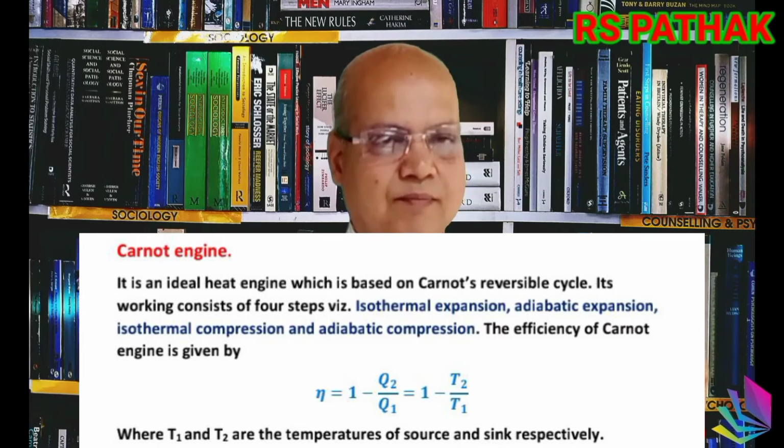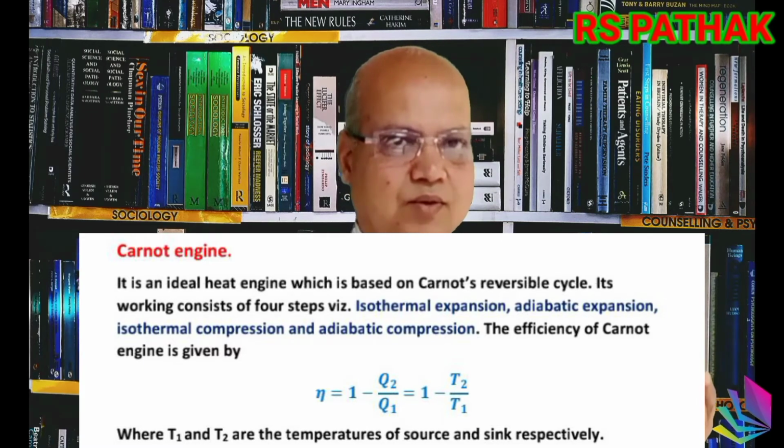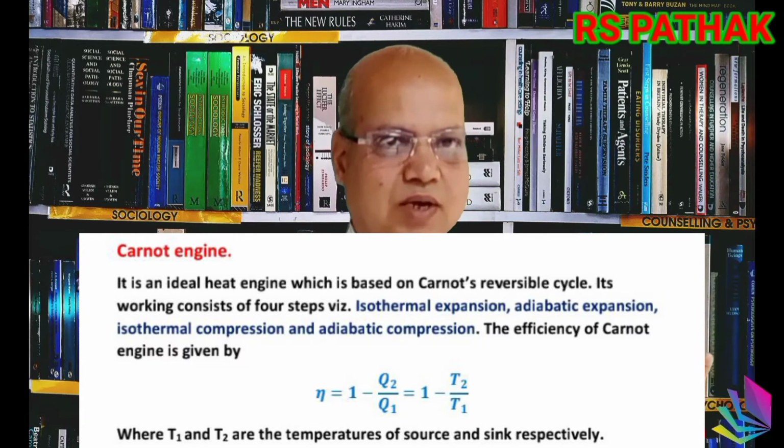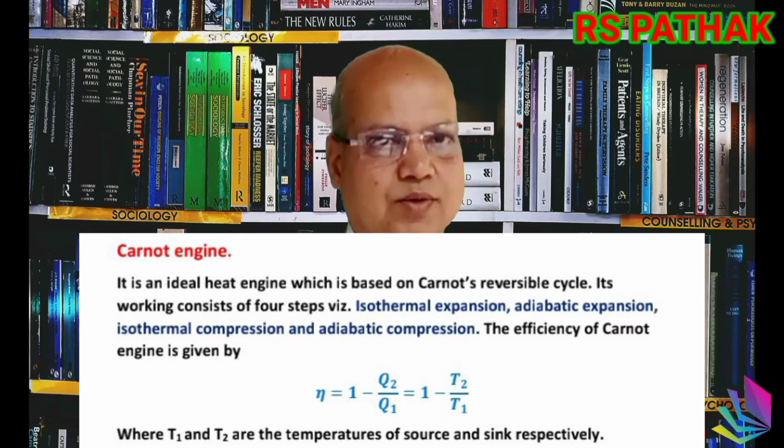The efficiency of Carnot's engine is given by eta equal to 1 minus Q2 upon Q1, or it can be written as 1 minus T2 upon T1, where T1 and T2 are the temperatures of source and sink. T1 is the temperature of source and T2 is the temperature of sink.